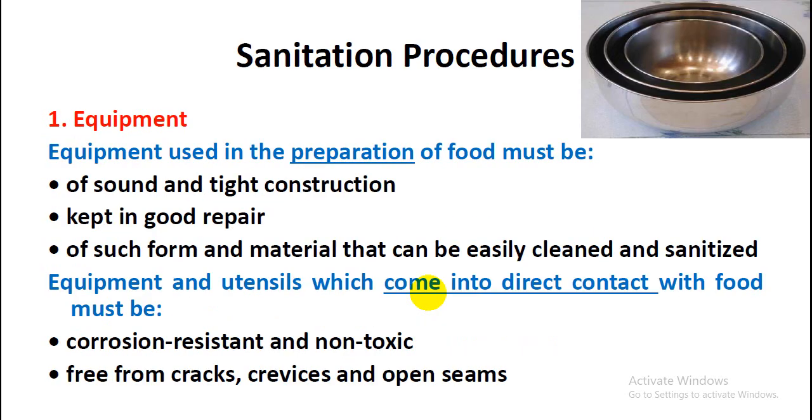We have then going for the sanitation procedure. This is the fifth one of the quality management. Sanitation procedure considers many things. The first thing is the equipment used here. Each equipment used during the food preparation, processing and handling should be sound and tightly constructed, and also should be kept in a well maintenance procedure and repair.